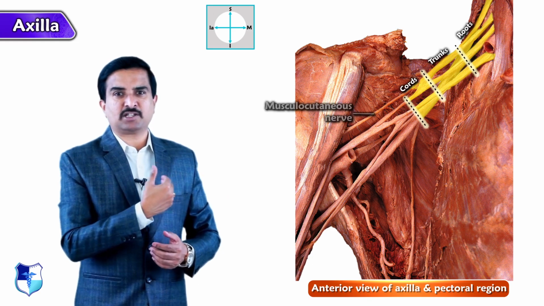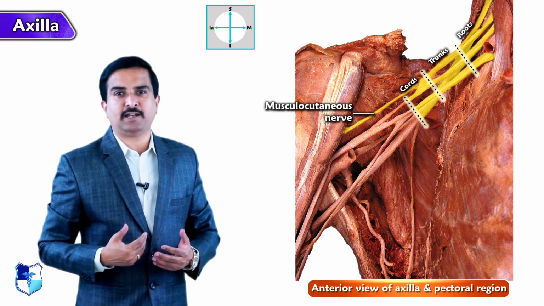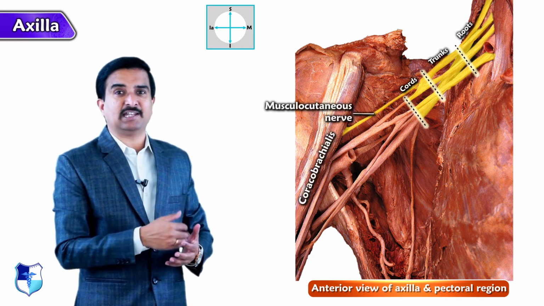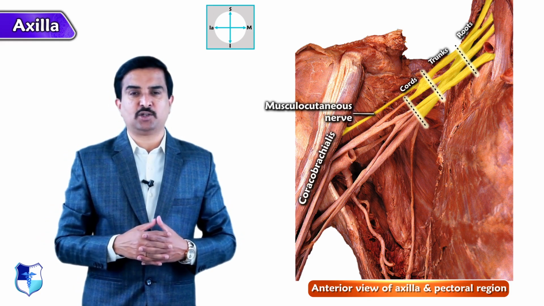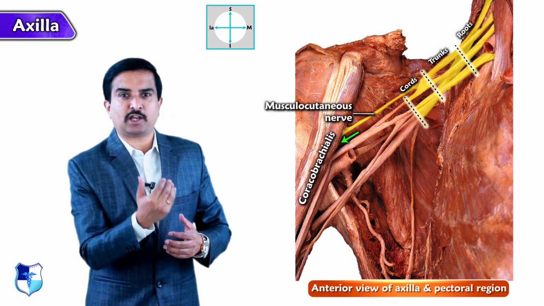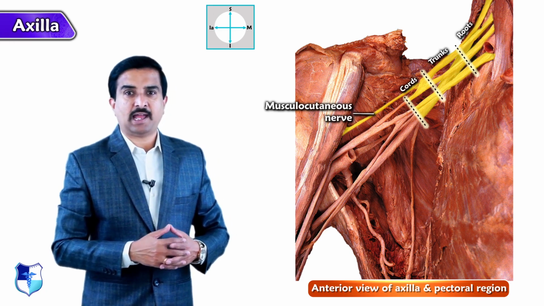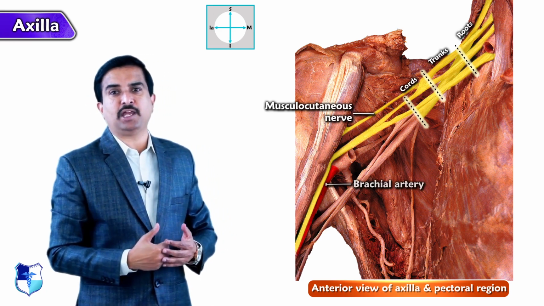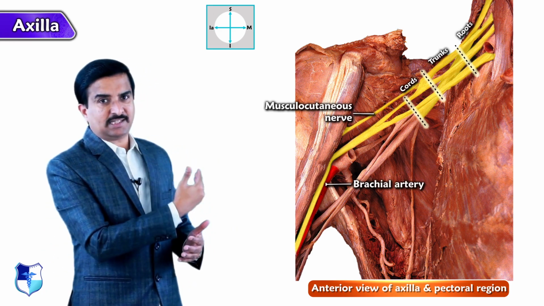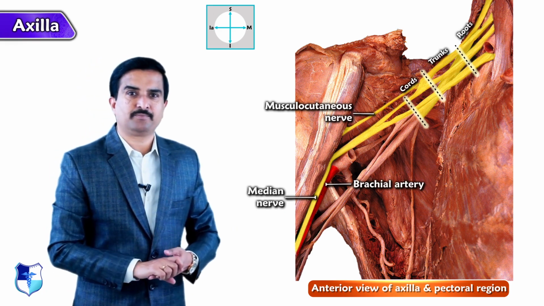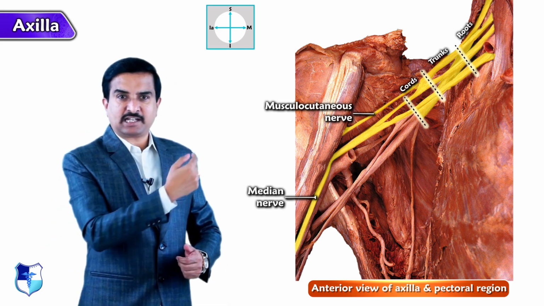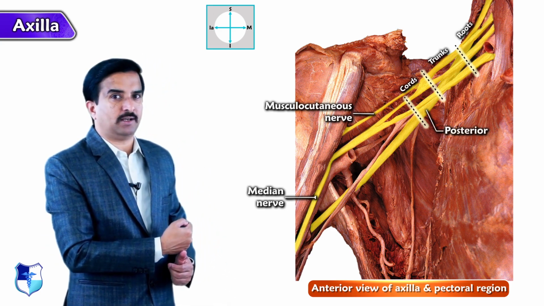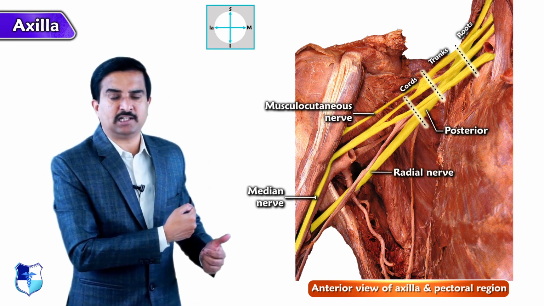So let's begin with the musculocutaneous nerve, which can be identified as it pierces the coracobrachialis muscle, because we have studied this in the course of the musculocutaneous nerve. And the nerve along with the brachial artery, what we can see over here, is the median nerve. And the thick branch which appears as the continuation of the posterior cord is what? Is the radial nerve, right?